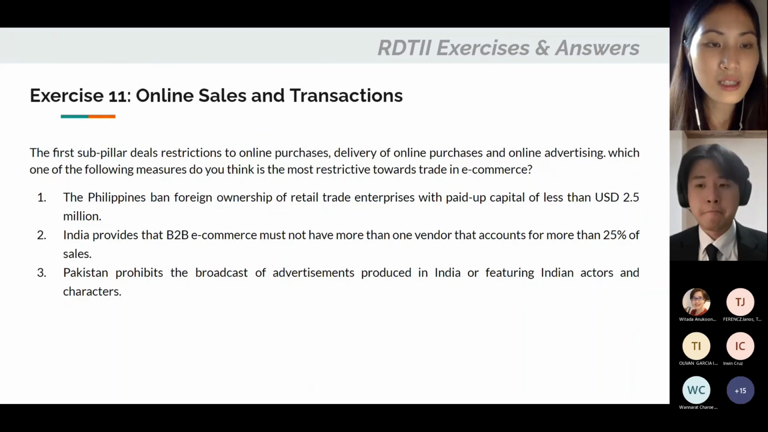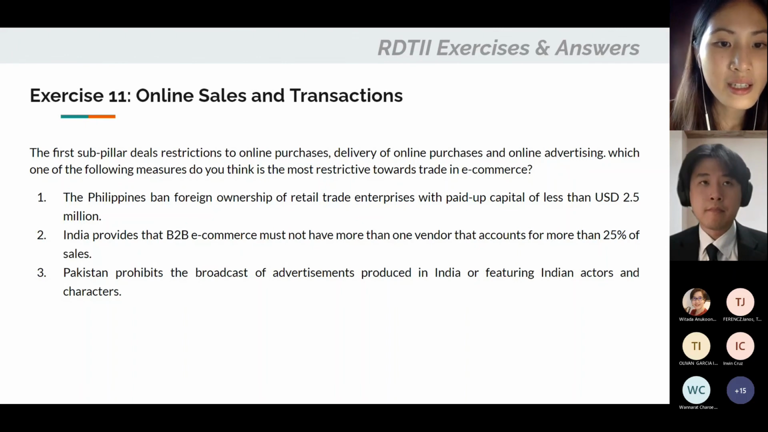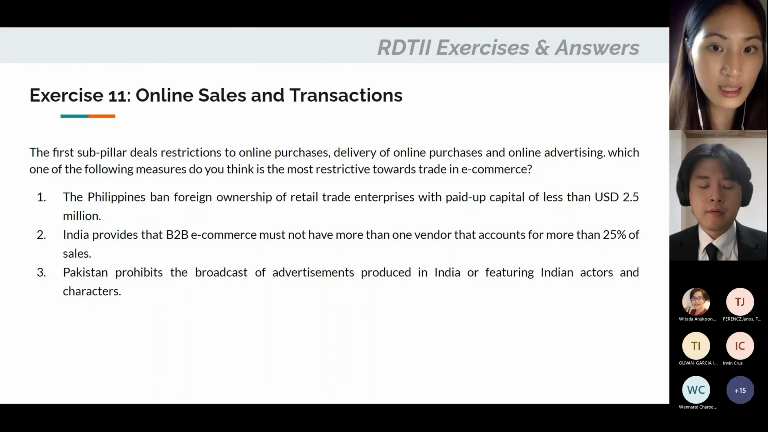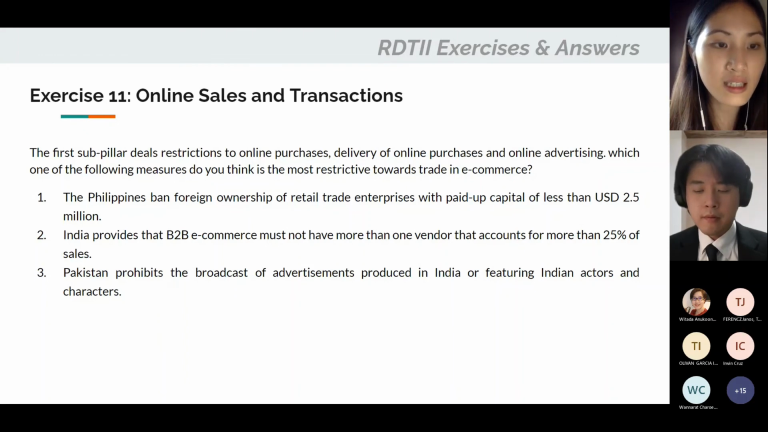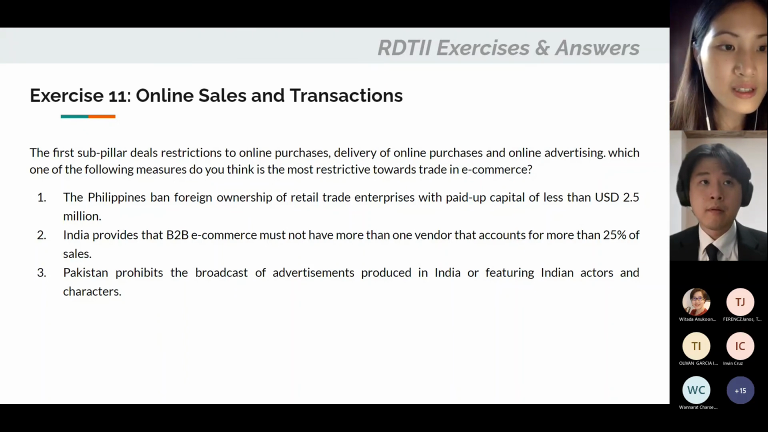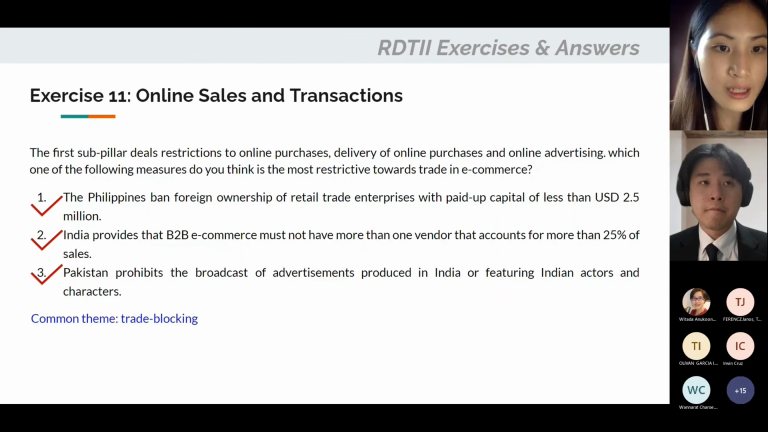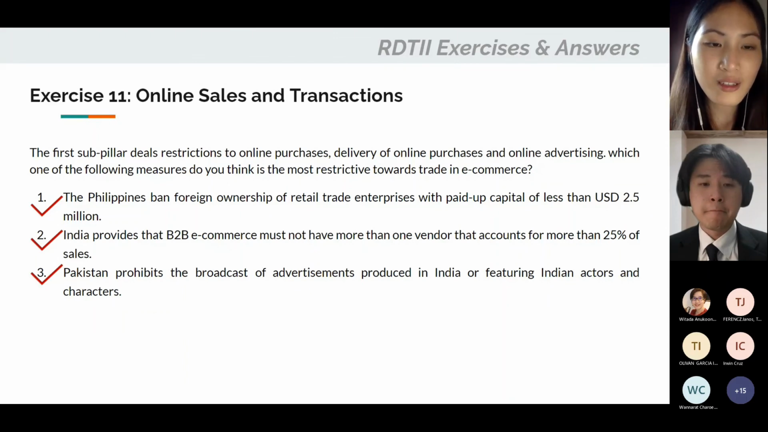So this last question is focused on Pillar 11 on online sale and transaction, which is the measure related to e-commerce. And here, which do you think is the most restrictive toward trade in e-commerce for the online purchase, delivery, and advertisement? So the answer here is all of them, because the first choice, the Philippines' ban on foreign ownership, completely prohibits the foreign business.